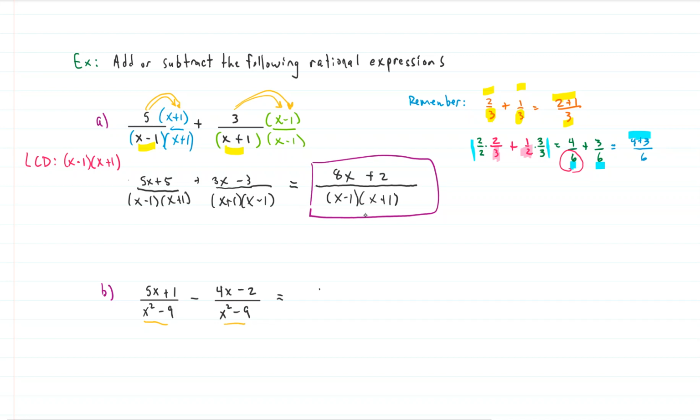simplify. So we have 5x plus 1, and we have minus quantity 4x minus 2, and this is all over x squared minus 9. So let's distribute that negative, and that gives us 5x. Let's just write these down so we don't forget them. And we have negative 4x, because the negative and the positive make a negative, and negative times a negative 2 gives us a positive 2. So we're getting close to being done here.